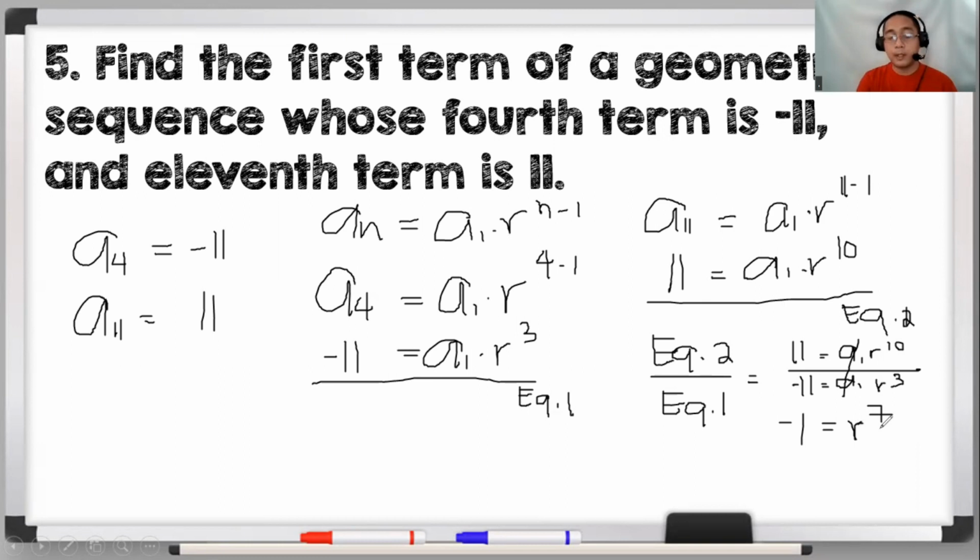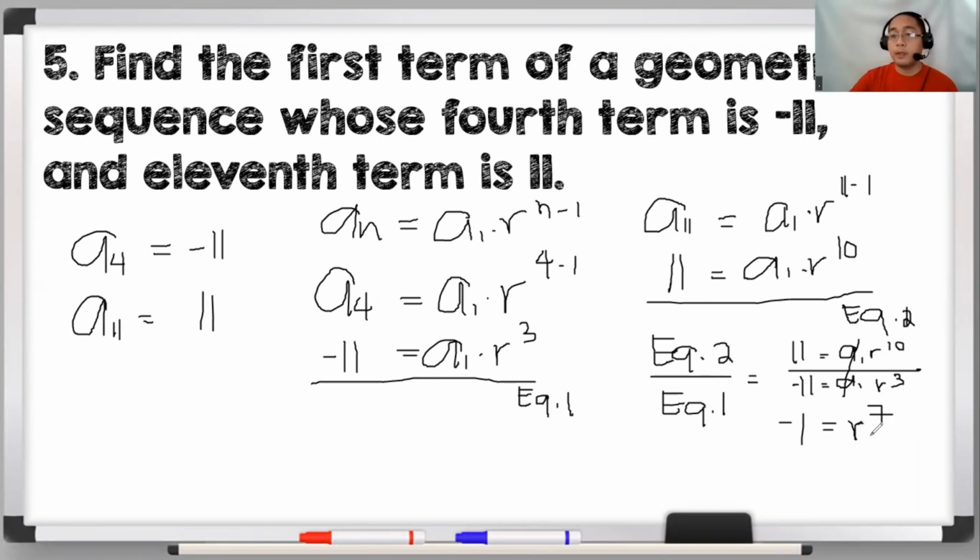Then we will eliminate this 7 by taking the 7th root, and the result is negative 1. That's it. So we already have the value of our common ratio.